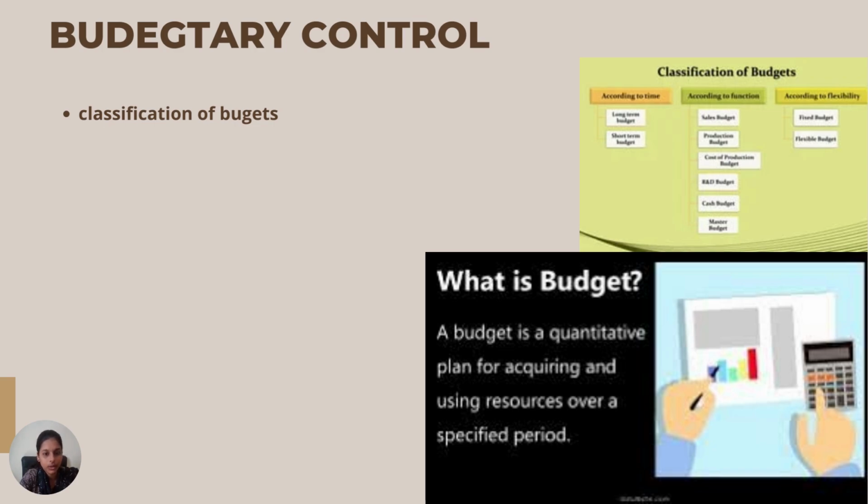A budget is nothing but a quantitative plan for acquiring and using resources over a specified period. And we saw the classification of budgets, which are classified into three types, based on time, based on function, and according to flexibility. According to time, we saw the long term, the short term, and the current, where the long term is based on years, 3 to 5 years. In the short term, we have months or weeks, and current is for the current period. And according to function, we saw master budget, cash budget, production budget, etc. And according to flexibility, we have two types, which are fixed and flexible budgets.